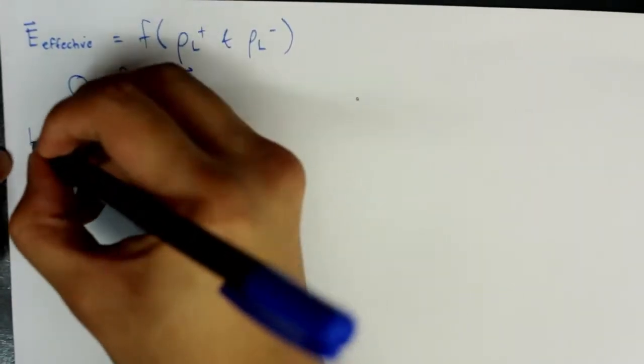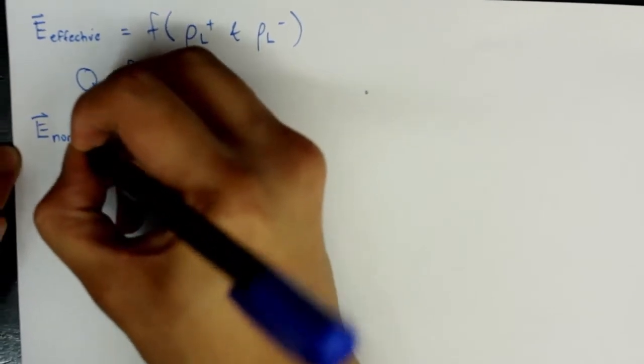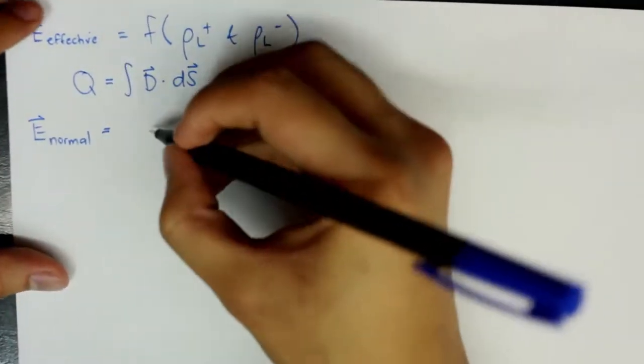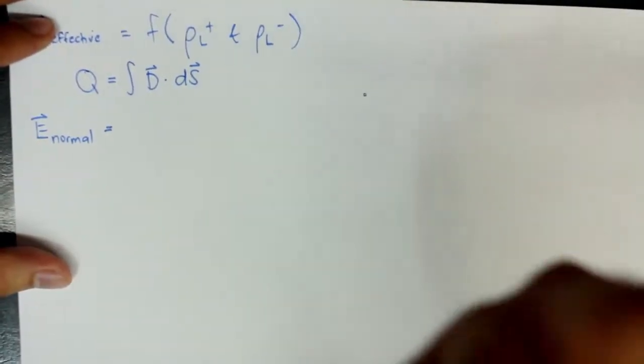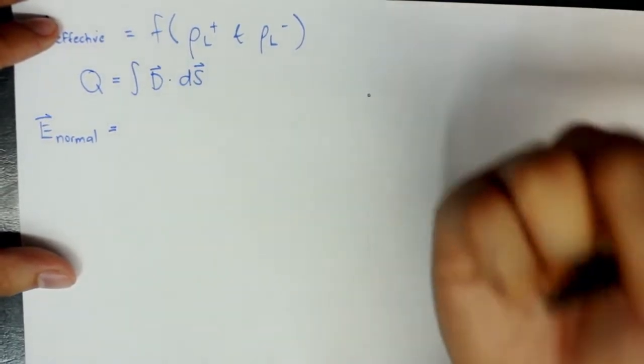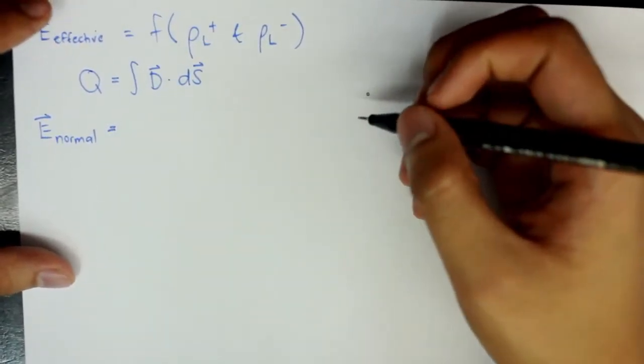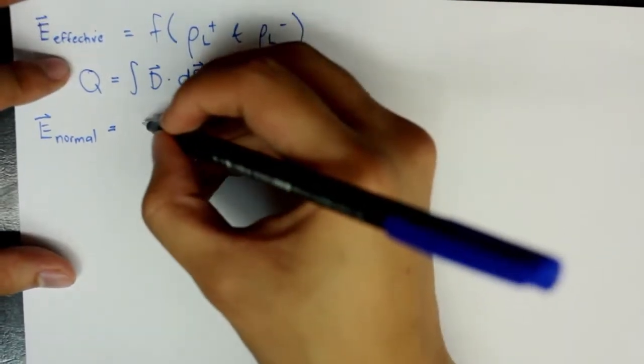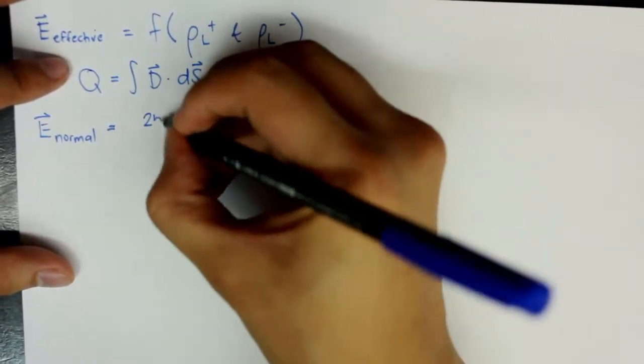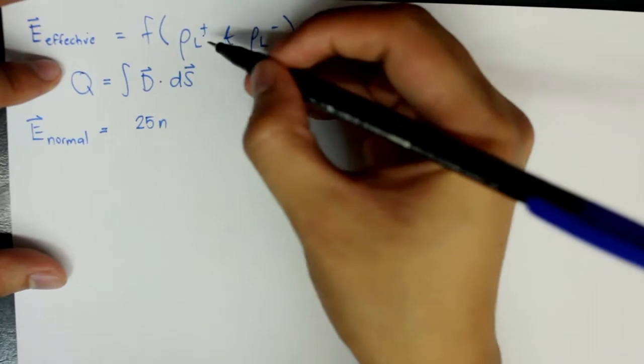Okay? So the E normal to that plane will be what? That's the contribution for negative az hat and positive az hat. The negative az hat is contributed by the positive line charge.